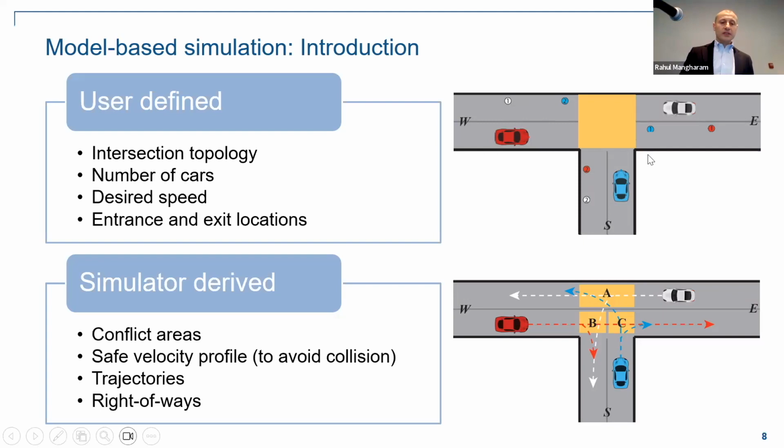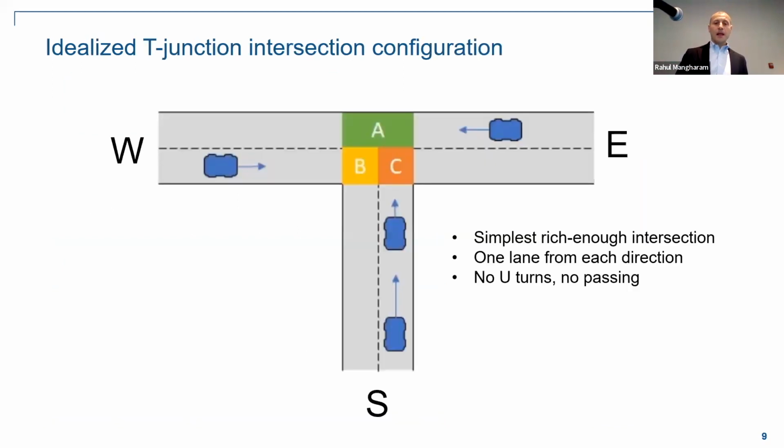And the simulator will derive the conflict area of the intersection, safe velocity profile, trajectories, and eventually will assign the right of way for each car at the intersection. We decided to start working on a simple T-junction intersection because it's the simplest but still rich enough intersection that allows us to understand how the whole mechanism might work.